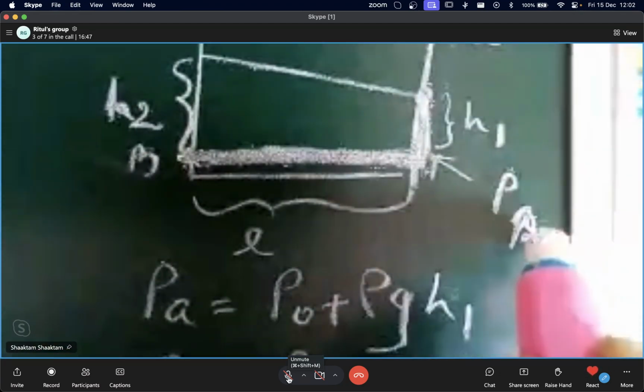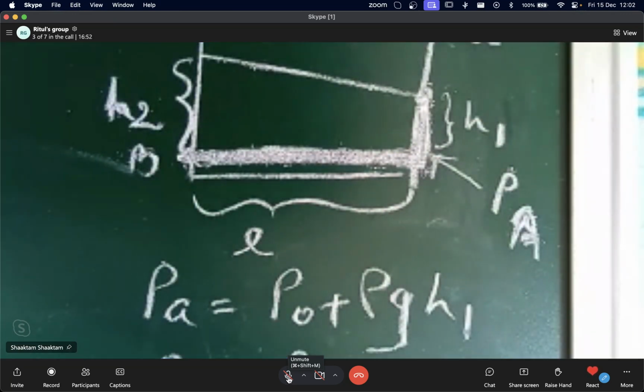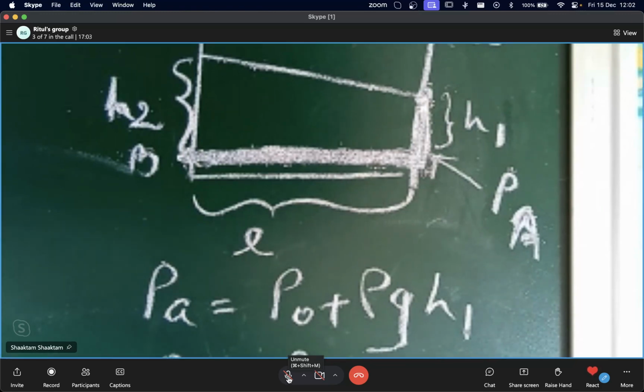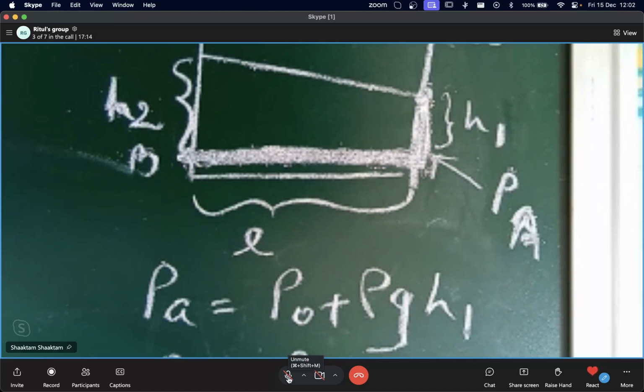Tell me, Ishita, PA with PB, how will I relate? Following the horizontal line. Yes, Ishita. Yeah, so they're on horizontal planes, so PA would be equal to PB. That'll be the case when there is no force in that direction. That'll be the case when there is no variation of pressure. Are you of the opinion that pressure is not varying horizontally?